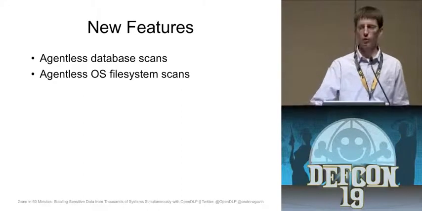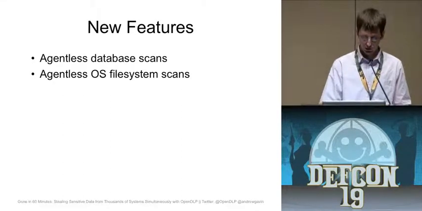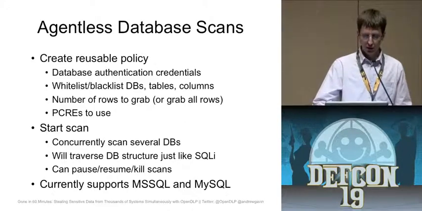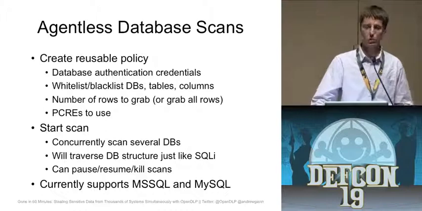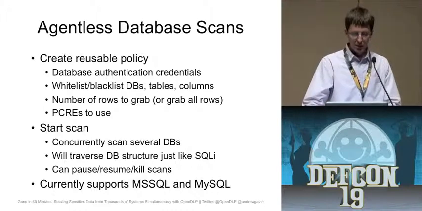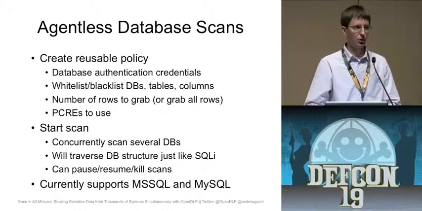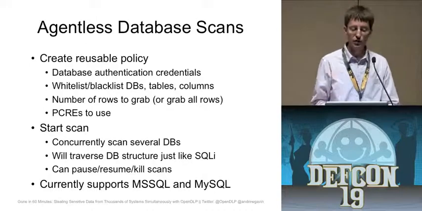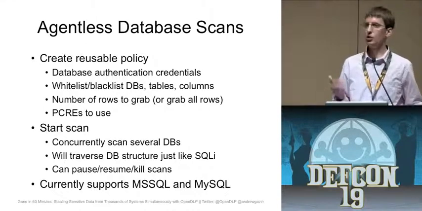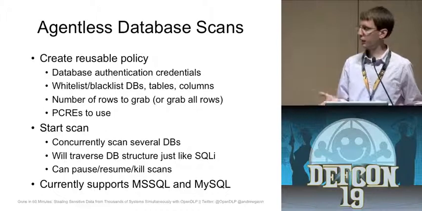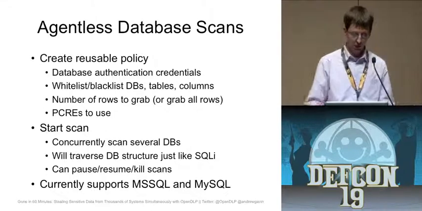So I've got support for Microsoft SQL Server and MySQL, and then most recently, right before this conference, I added agentless support for Windows and Unix. For the database scans, it's very similar to creating a policy for an agent scan. The only difference though is that instead of whitelisting and blacklisting files and directories, you can whitelist and blacklist tables, databases, and columns. That's pretty much the only difference.